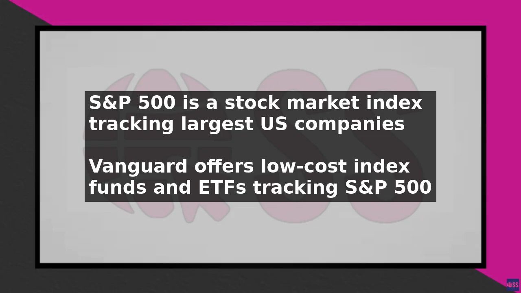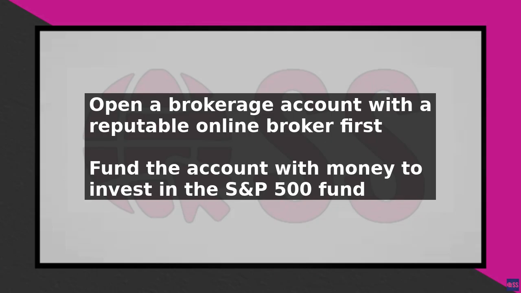track the S&P 500. The first step is to open a brokerage account with a reputable online broker such as Vanguard, Fidelity, or Charles Schwab. This will give you access to a range of investment products including the S&P 500 Vanguard Fund. You can open an account online by providing some basic personal and financial information.